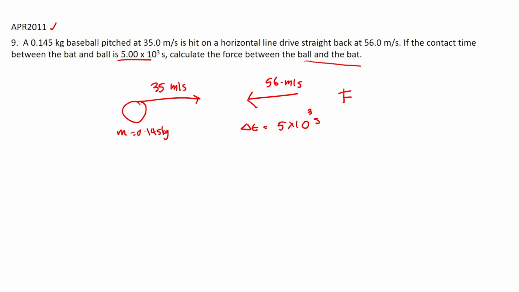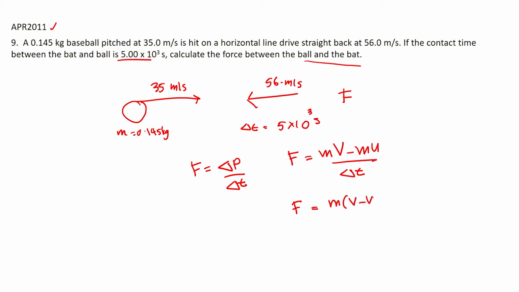Okay, this is an impulsive force. So we know from the impulsive force, F equals change of momentum divided by change of time. So impulsive force F equals mv minus mu divided by change of time. So for the force, we can factorize m because it's the same object: m times v minus u divided by change of time.